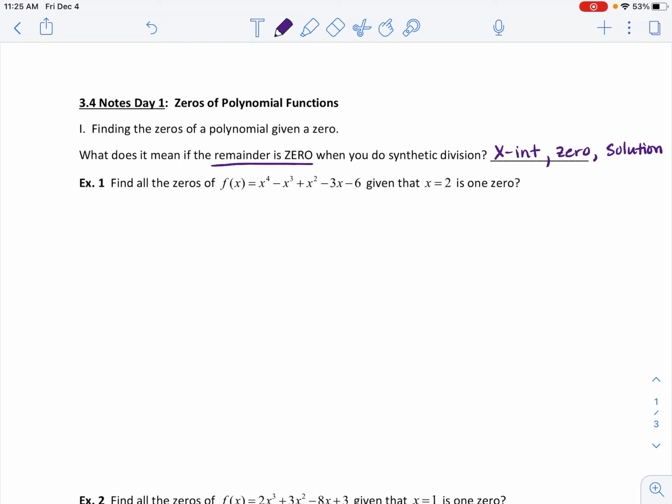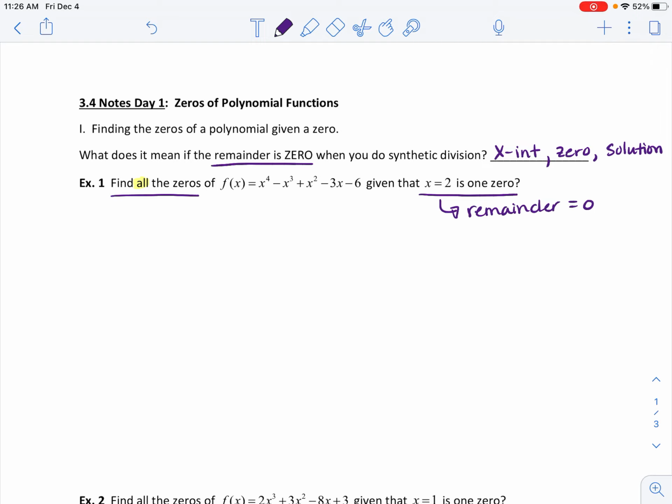There's several types of problems they can give you. One type of problem is to say, find all of the zeros. Now, the keyword here is all. That means you're going to find real and imaginary zeros. If they give you one of the zeros, say x equals 2 is a 0, this means that when you plug this into synthetic division, you should get a remainder equal to 0. That's the one thing you should check. If you plug in 2 and you don't get a remainder of 0, you did something wrong, or the number they gave you was wrong.